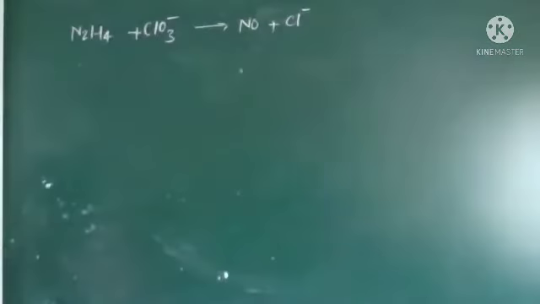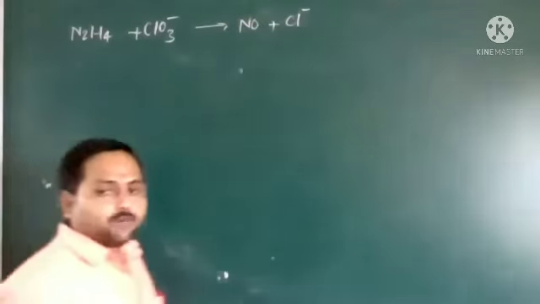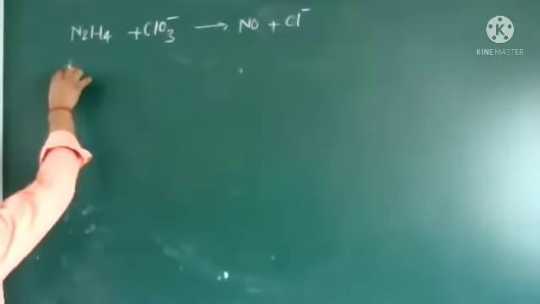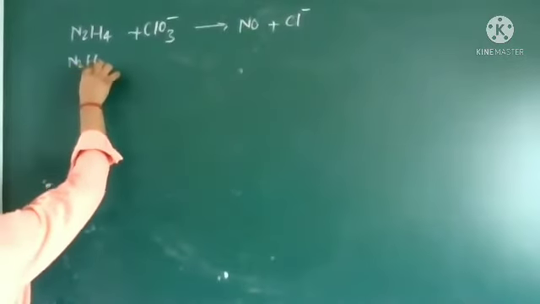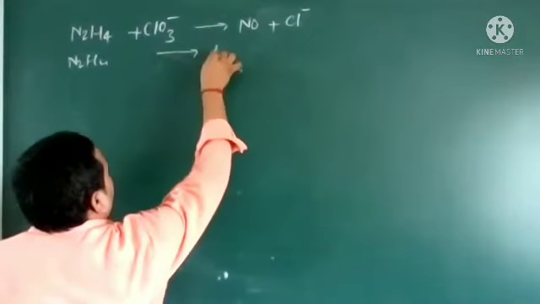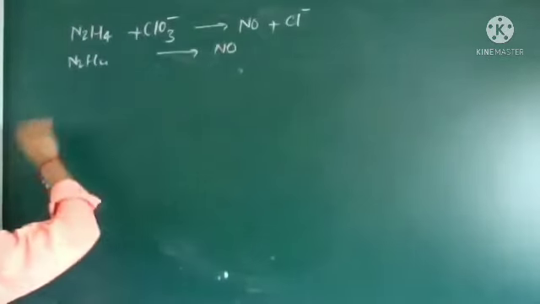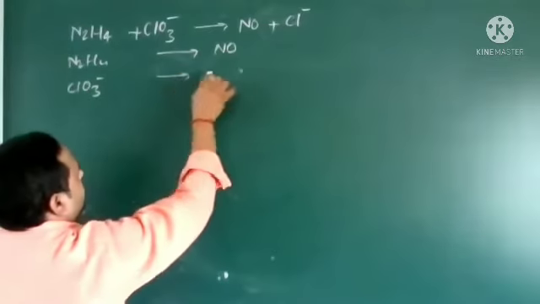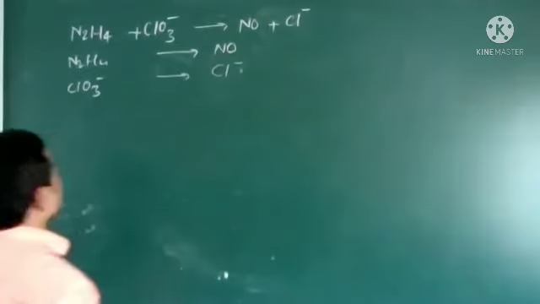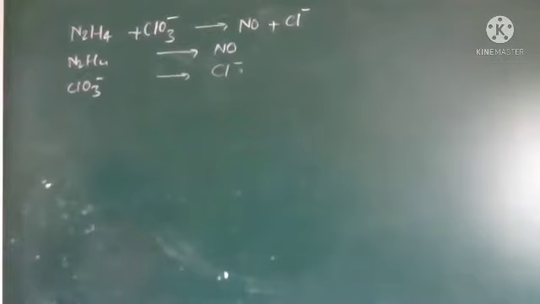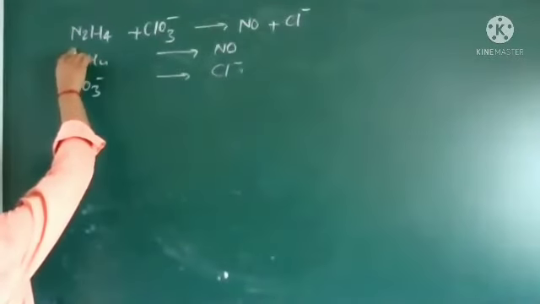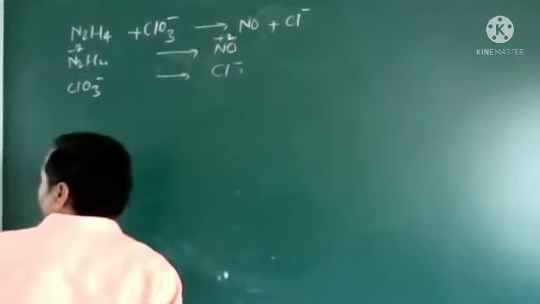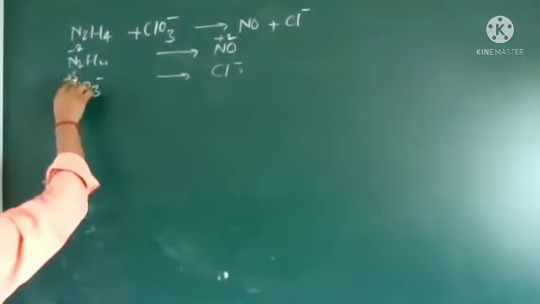Okay. So we don't know the half reactions, so first we will break it into half parts. I wrote here N2H4 gives the first part, and ClO3- gives Cl-. So now we can write the oxidation numbers. What will be the oxidation number? The oxidation number is -2 there, and there +2. And here the oxidation number of Cl is +5.